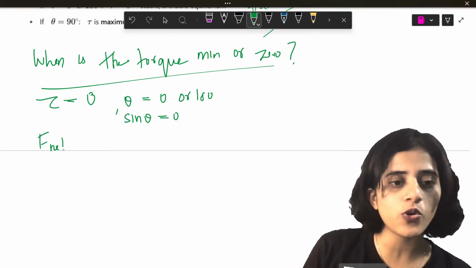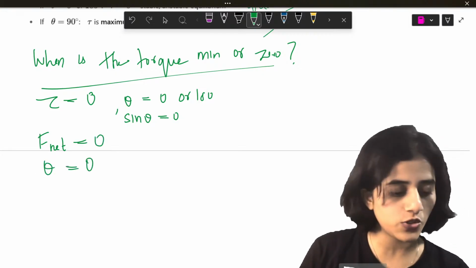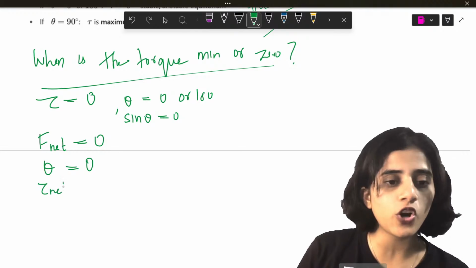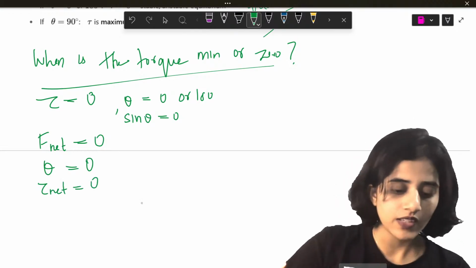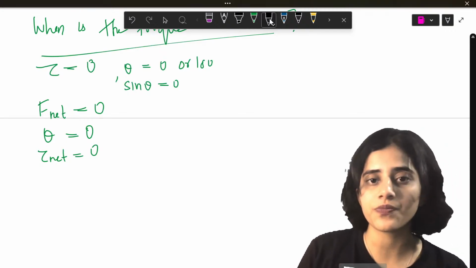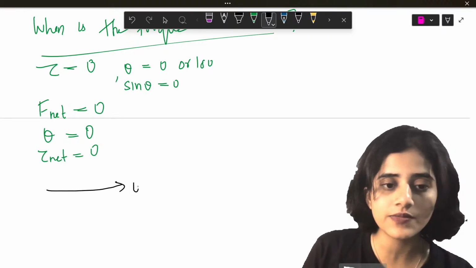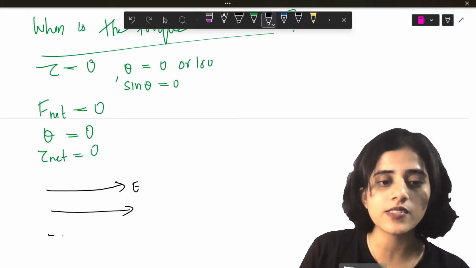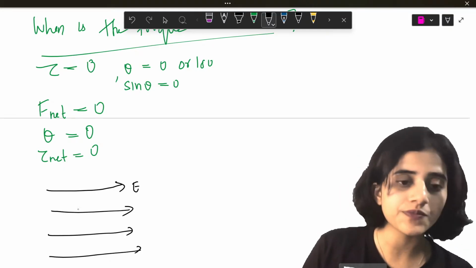So, the net force should be 0. Theta should be 0. And what about the net torque? The net torque should also be 0. So, what is the condition? What is the diagram? Let's look at that. The electric field is like this. This is the direction of the electric field.